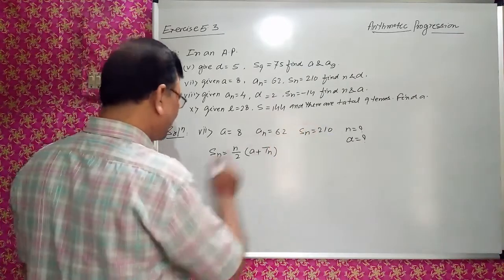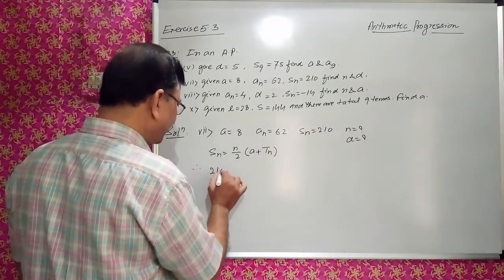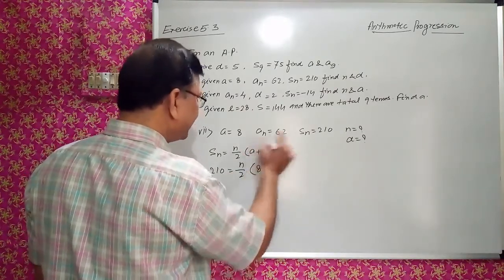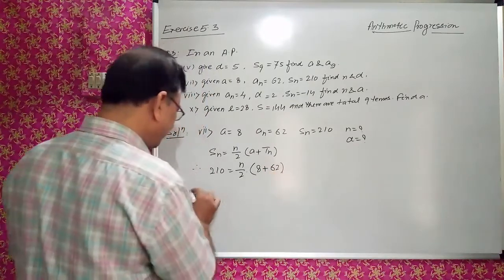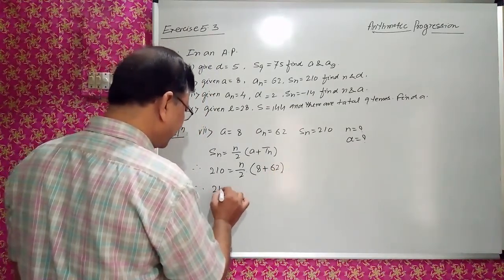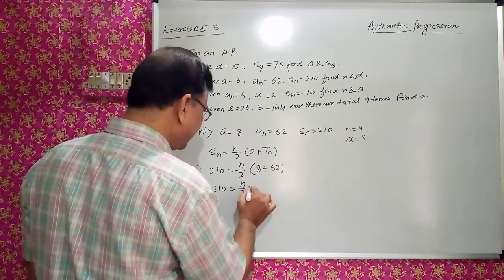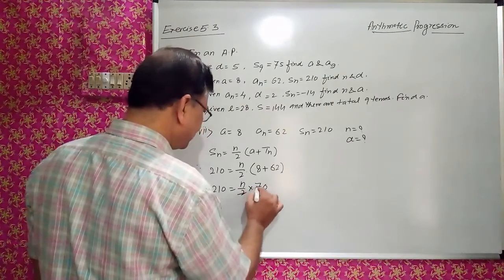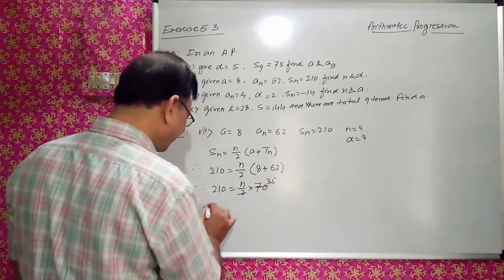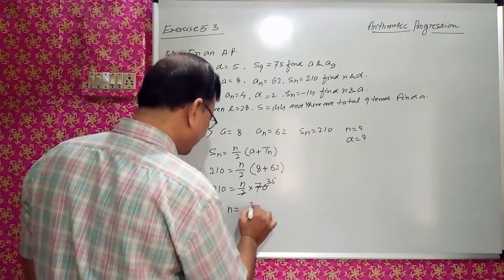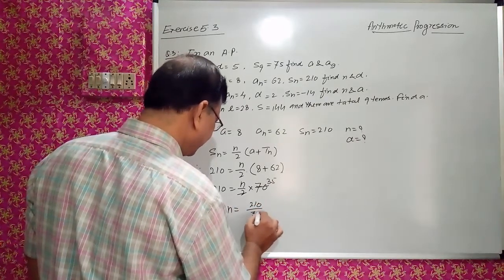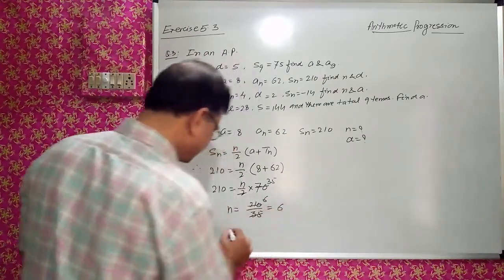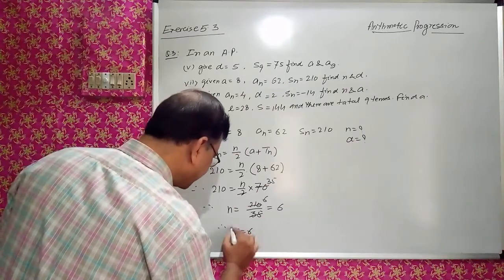Sn is equal to 210, therefore 210 is equal to n by 2 into (a plus Tn), where a is 8 and Tn is 62. So 210 is equal to n by 2 into how much? That is 70, and 70 by 2 is 35. Therefore n is equal to 210 upon 35, that is 6. Therefore n is equal to 6.